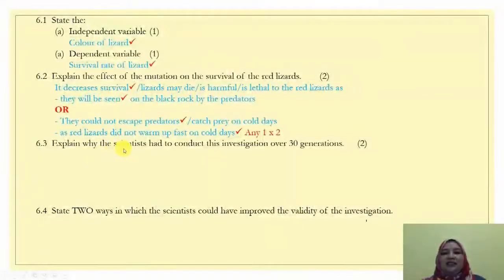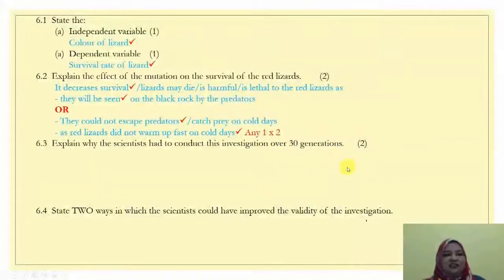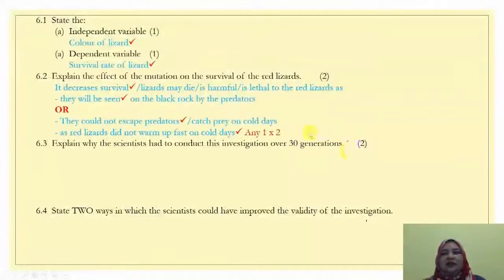Explain why the scientists had to conduct this investigation over 30 generations. Now, 30 generations tells me what? That the investigation was repeated many times. There's two things in an investigation. Question. Very well, FM. It is for reliability.